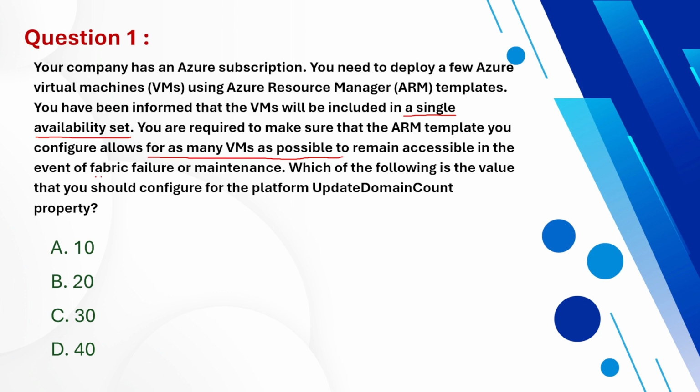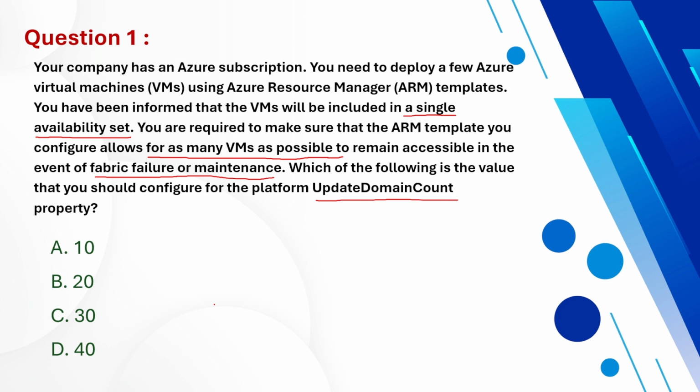Okay, in the event of fabric failure or maintenance, which of the following is the value that you should configure for the platform update domain? So it seems that the main question here is that in the availability set, the number of update domains that we can set is 10, 20, 30, or 40. And we need to figure out which answer should be the correct one.